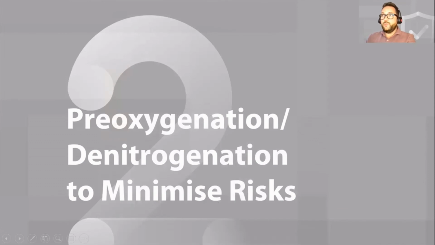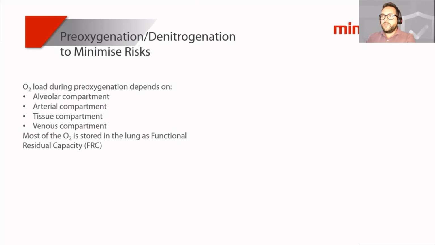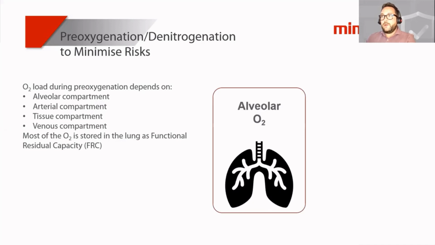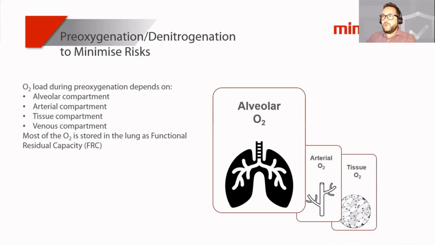So now we're going to move on into pre-oxygenation and denitrogenation to minimize risks in perioperative settings. The oxygen load during pre-oxygenation depends on several factors. Some of them are alveolar compartment, arterial compartment, tissue compartment, and venous compartment, but most of the oxygen is actually stored in the lungs as functional residual capacity.